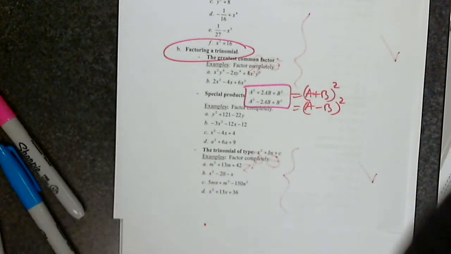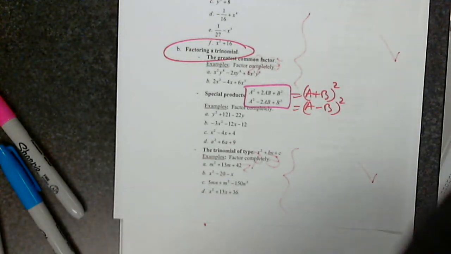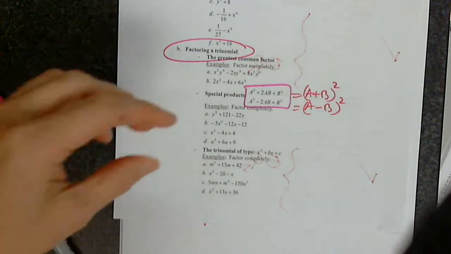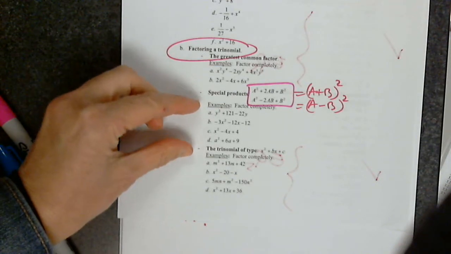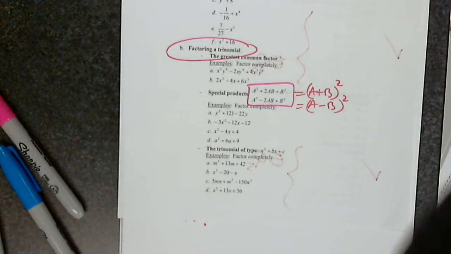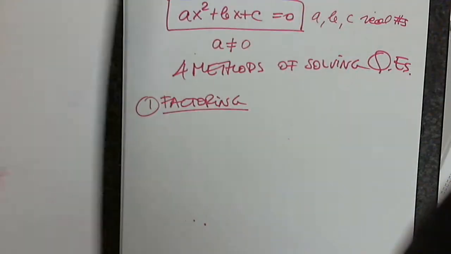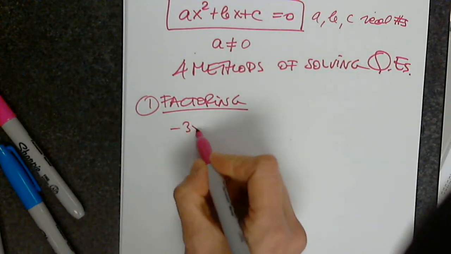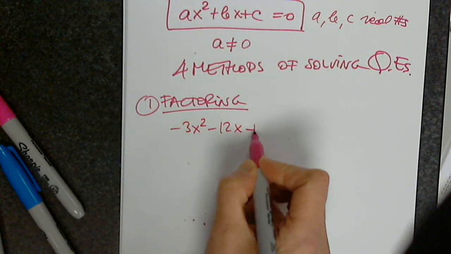So when I try to factor a trinomial, let's choose an example from this set, and then an example from the next set, and so on and so forth. So let's choose an example from the first set. Please choose. Okay, we want to choose b. So we have negative 3x squared minus 12x minus 12.